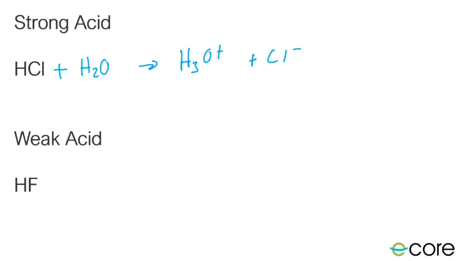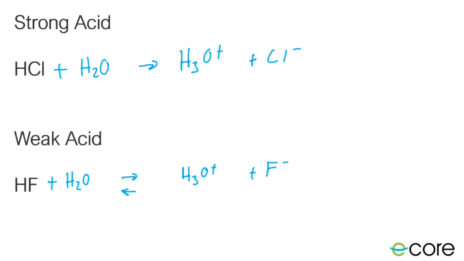A similar thing happens when we combine hydrofluoric acid with water. We get H3O+ and F-. The main difference is we'll draw a forwards-backwards arrow with the hydrofluoric acid. And what that indicates is that when we put a bunch of hydrofluoric acid molecules into the water, only some of them react with the water and split apart. Only some of them dissociate.